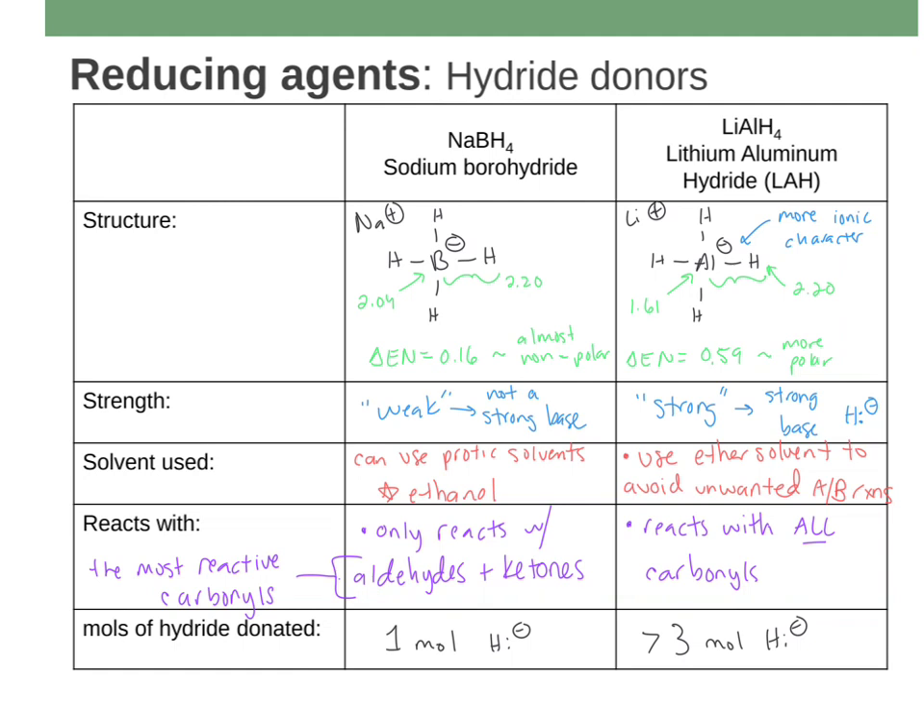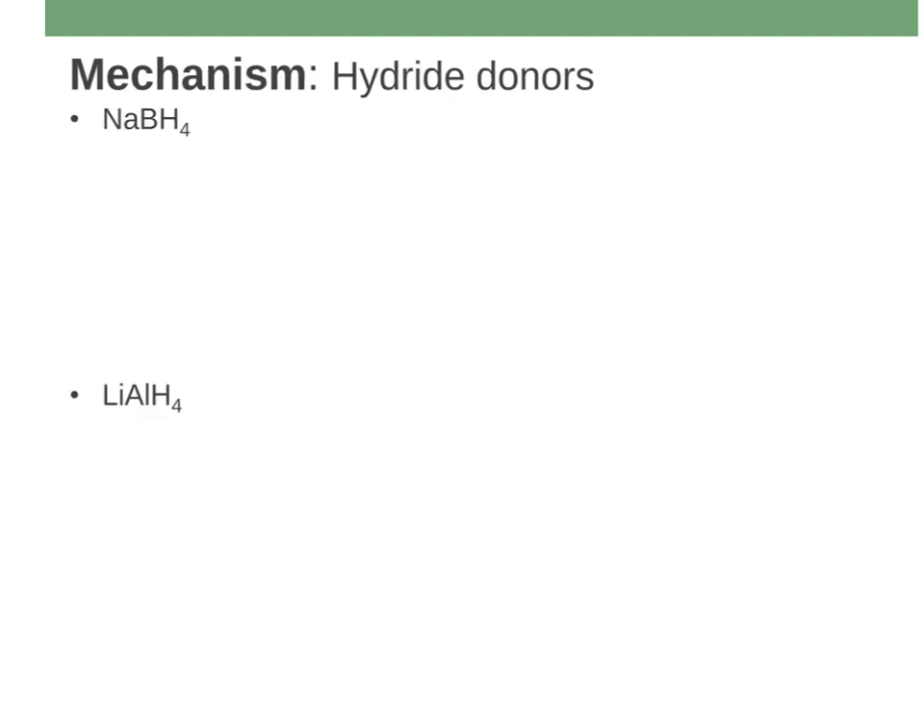So LiAlH4 can be used not only to reduce less reactive carbonyls, but it can contribute many hydrides to reduce many carbonyls, or reduce them more than once, which again we'll see in the future. And so really the only difference between these two is what that central atom is, either boron or aluminum. The difference there is just that they have different electronegativities, so you get either a more ionic character, which is more reactive, or you get more covalent or nonpolar character, which is less reactive. So let's take a look at these mechanisms and some practice.